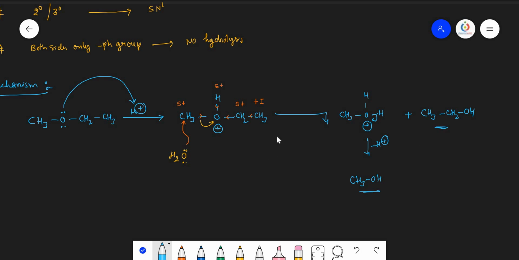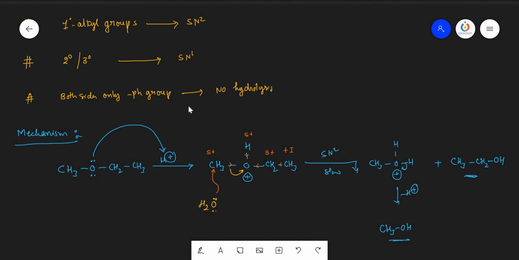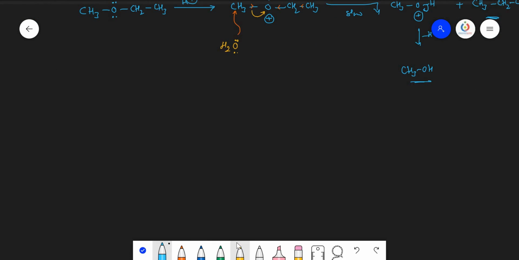So both alcohols shall be created, and this is the slow step, that is the rate determining step. In this step both participate, that means the nucleophile as well as the ether, so it is called the bimolecular nucleophilic substitution reaction. Now let's try with the tertiary alkyl ethers. So let's go with the molecule having CH3, C, CH3, CH3, oxygen and CH3.